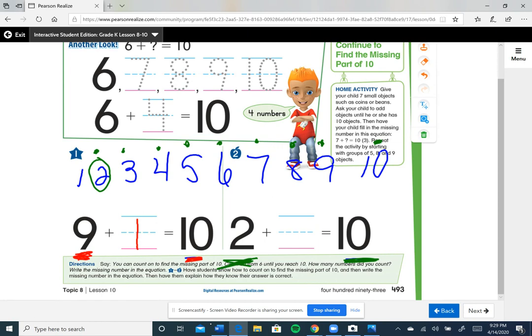Ready, set, go. 1, 2, 3, 4, 5, 6, 7, 8. Now, does 2 plus 8 equal 10? It does. Now remember, when we're doing it this way, sometimes we like to count like this.